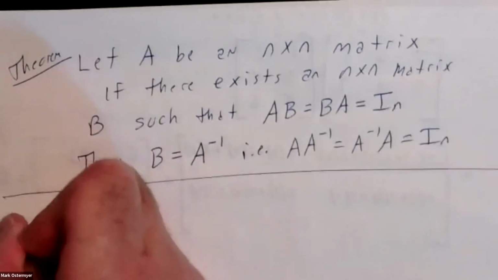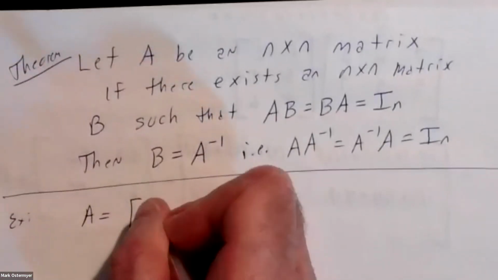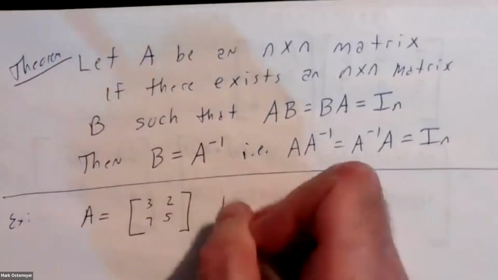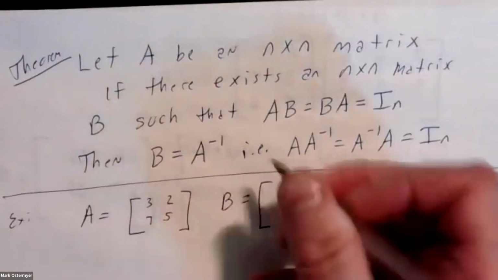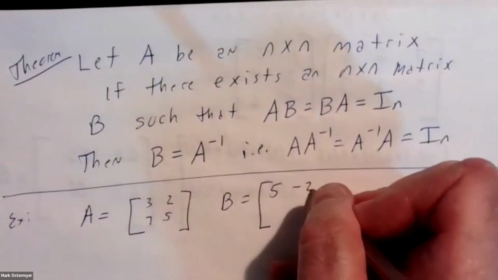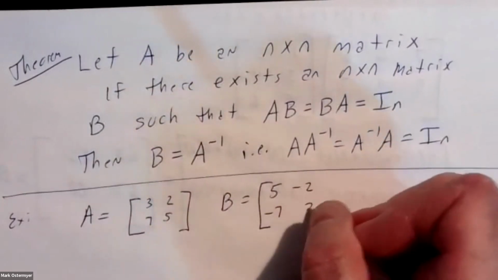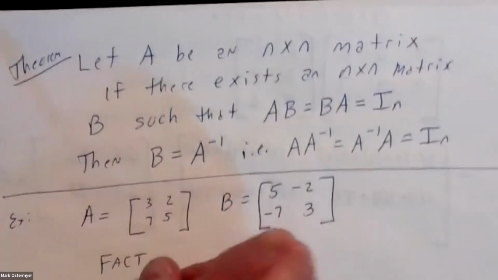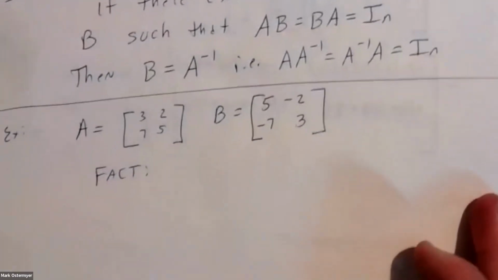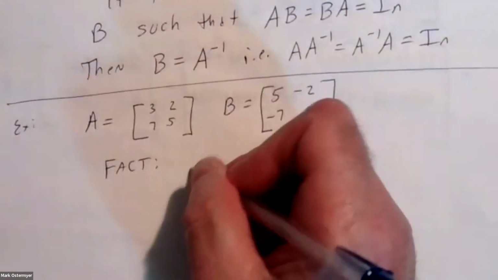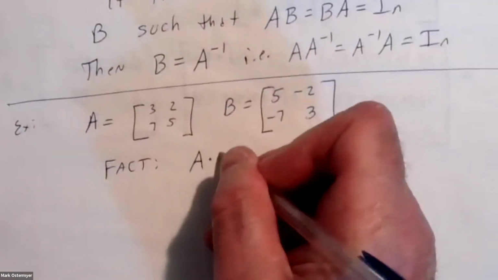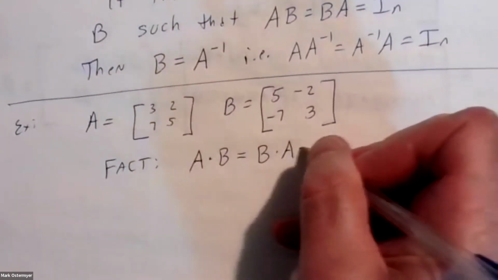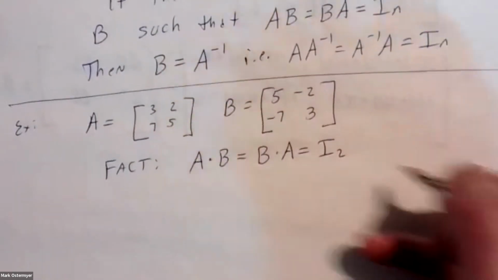Here's an example. If matrix A is this 2 by 2 matrix right here, matrix B is this 2 by 2 matrix here. Ladies and gentlemen, we're running out of time, so I'm not going to take the time to demonstrate this, but it can be shown that matrix A times B is equal to matrix B times A, which both in this case give you the 2 by 2 identity matrix.